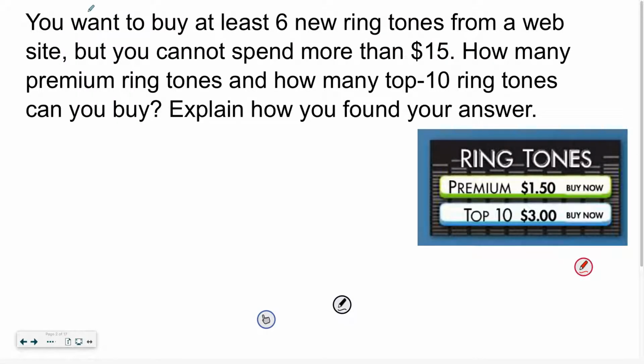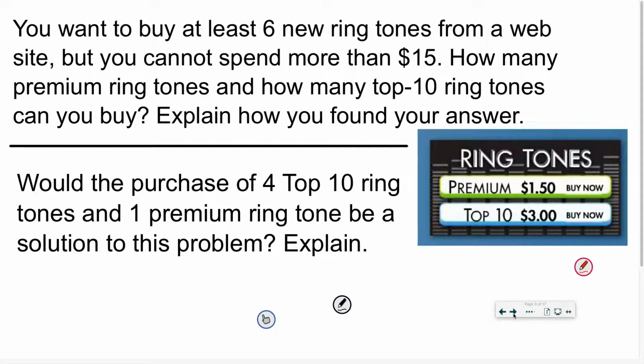We'll work with today as we introduce systems of inequalities. You want to buy at least 6 new ringtones from a website, but you cannot spend more than $15. How many premium ringtones and how many top 10 ringtones can you buy? So we're going to figure out the combination of ringtones that fits this criteria. We know a few things here. We know that premium ringtones cost $1.50, and the top 10 ringtones cost $3.